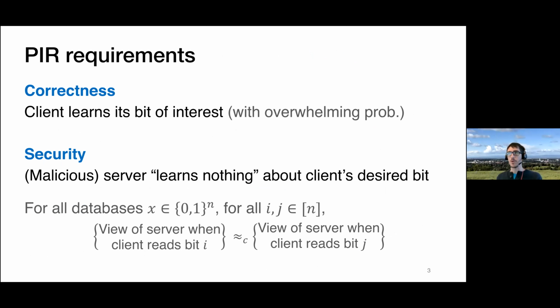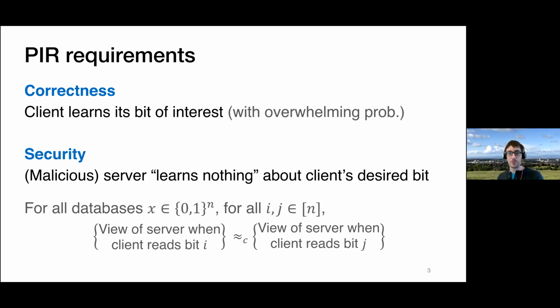To be a bit more precise, the requirements of a PIR protocol are first correctness, meaning that an honest client interacting with an honest server should learn the correct value of its bit of interest, at least with overwhelming probability. And second, we require security, meaning that a malicious server should learn nothing about which index the client is reading. As always in cryptography, we can formalize it by saying that for any database X and any pair of indices I and J, the view of the server when the client is reading bit I should be computationally indistinguishable from the view when the client is reading bit J.